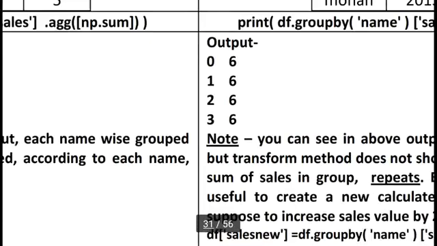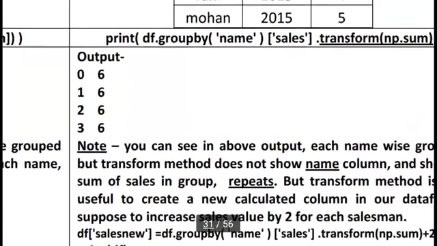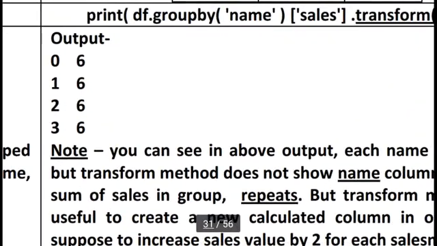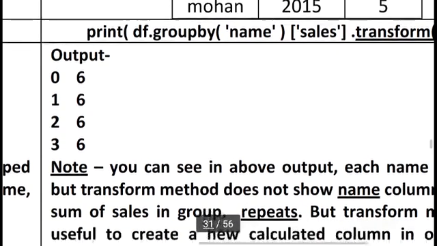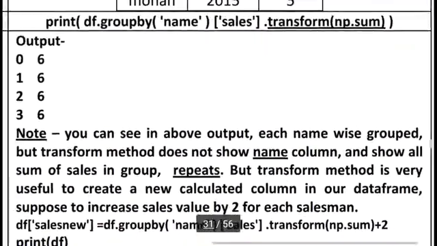Here I am showing, you can see in the above output each name-wise group, but transform does not show the name column. Yes, this is important. You can see only the final result; the name is not shown here. It does not show the name column and shows the sum of cells in each group repeated.